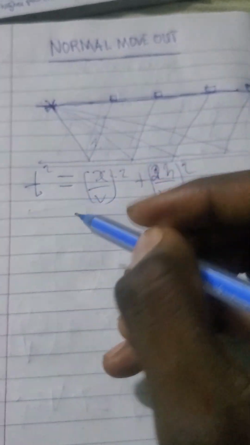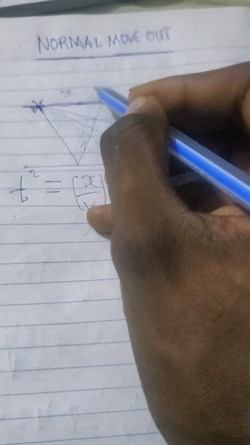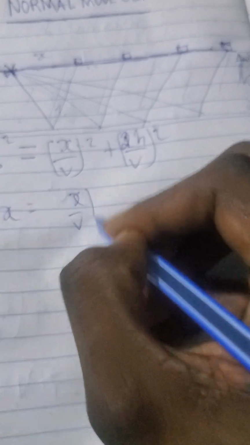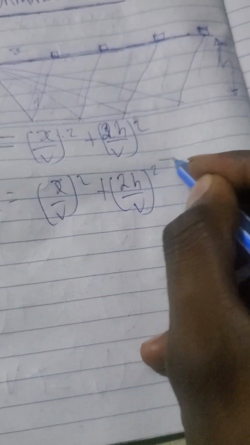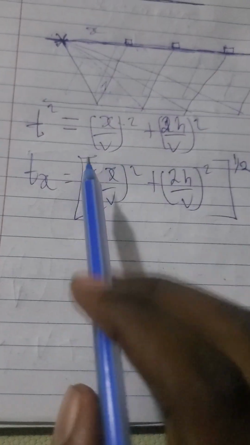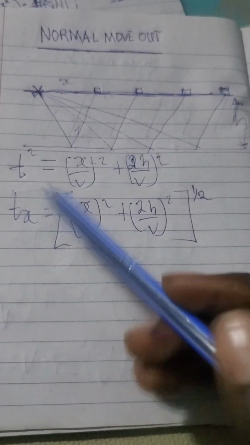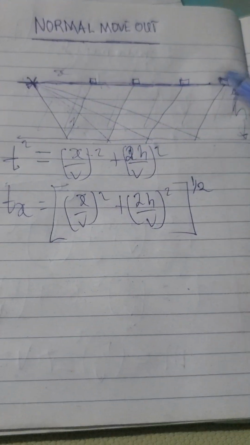But if you want the total travel time at any distance from the source, let's say x, then it will be expressed as t_x equals x over v squared plus 2h over v squared, all raised to the power of 1 over 2. You apply the square root on each side. This is generally the expression for the travel time of the seismic signals towards any geophone, given x as the distance from the source to a certain geophone.